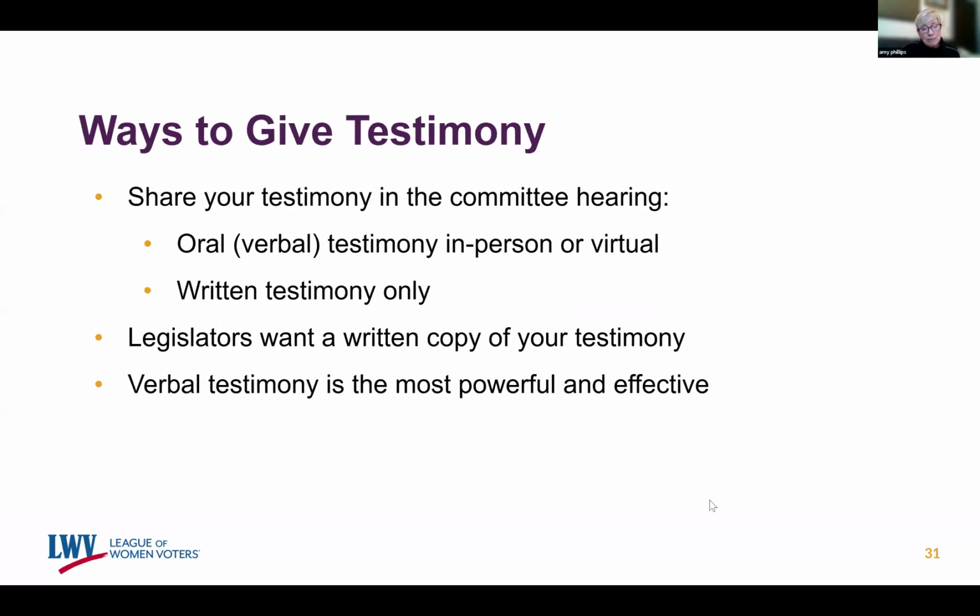Now, there are several ways to give testimony. You can share your testimony in the committee hearing either verbally, in person, or virtually, or you can submit written testimony only. Generally, people, if they're going to do oral testimony, either in person or virtually, will also submit their testimony in written form. And legislators do want a written copy of your testimony. If you're submitting testimony in person, you can also take your testimony with you to give to the clerk during the committee hearing to distribute.